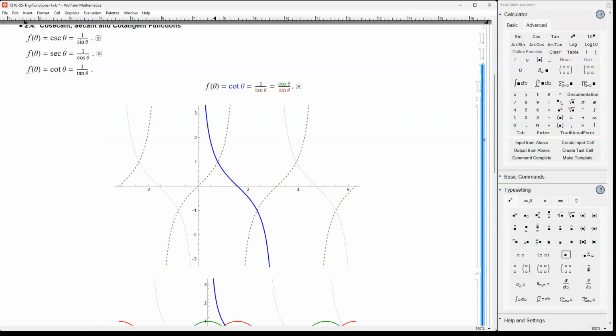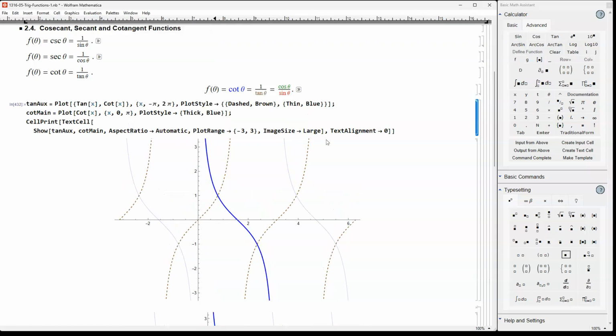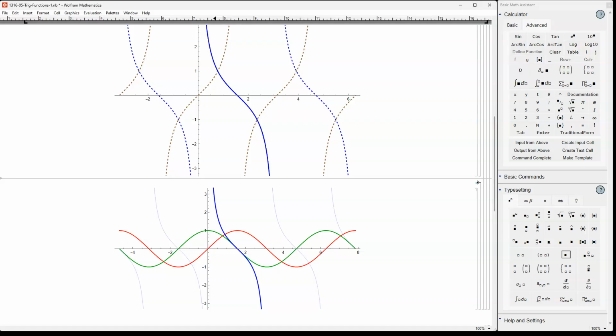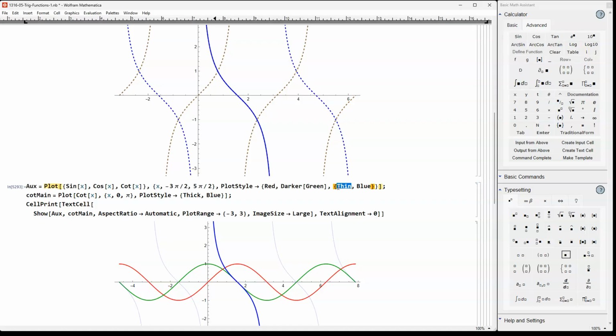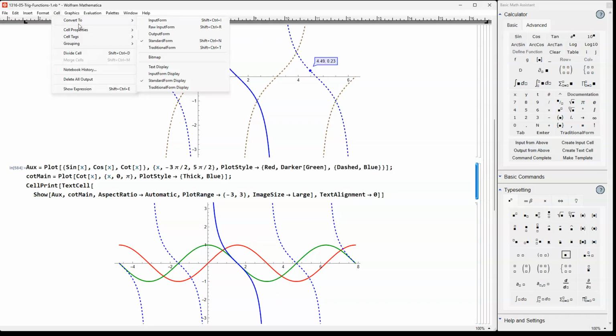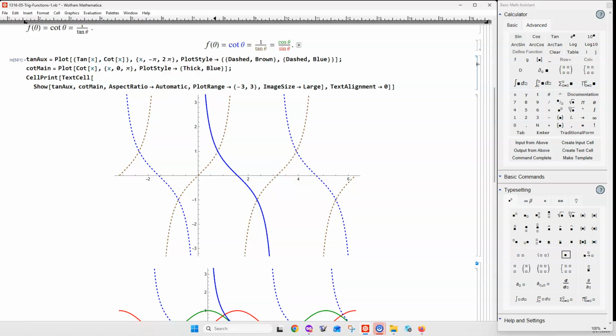Finally, the cotangent function is here. Again, it's a bit hard to see, so dashed blue. And this one too, dashed rather than thin. On my screen it's okay, but in case you have difficulty.